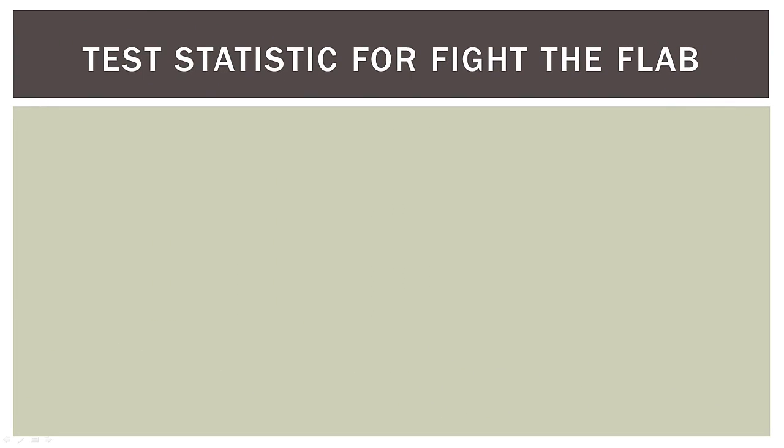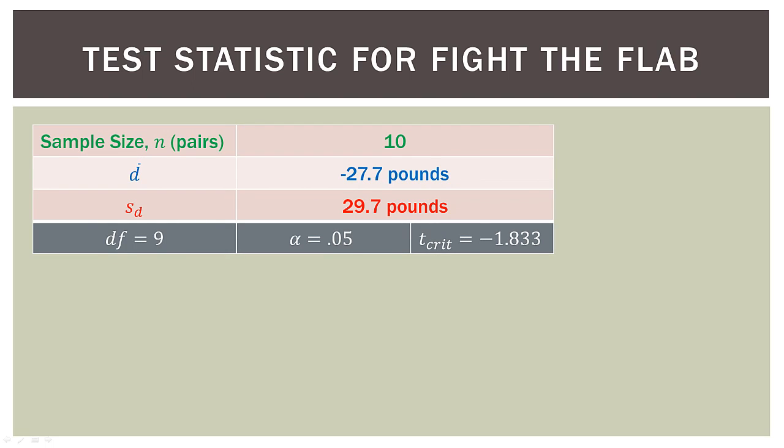Now let's go ahead and actually calculate our test statistic for this problem. Our sample size again is 10, so we have 10 pairs. Our mean of the differences was negative 27.7 pounds. So that was the average weight loss per person. Now the standard deviation of the differences was 29.7 pounds. So we have all the information we need to calculate our test statistic. And again, all this came from our previous slide. So we have our degrees of freedom, we have our alpha, and our t-critical.